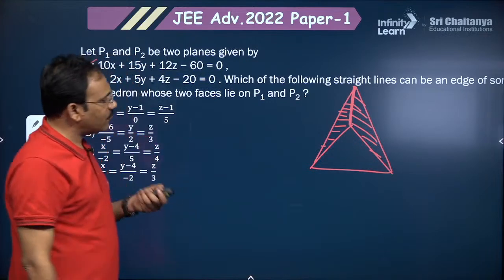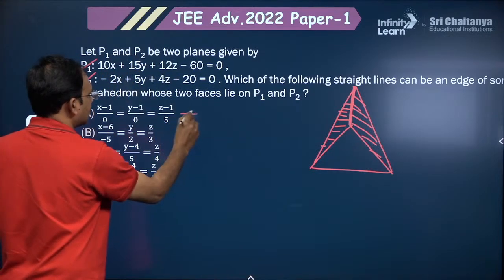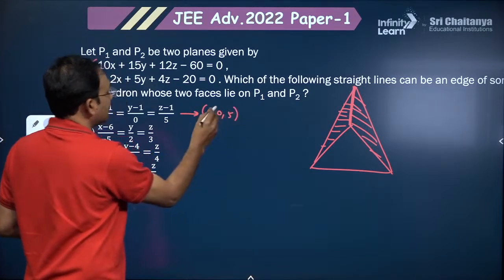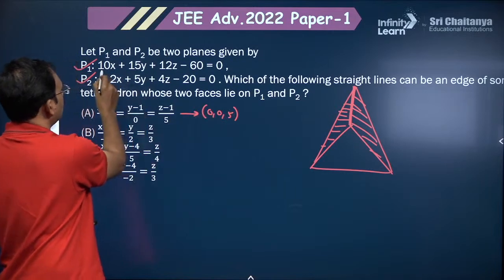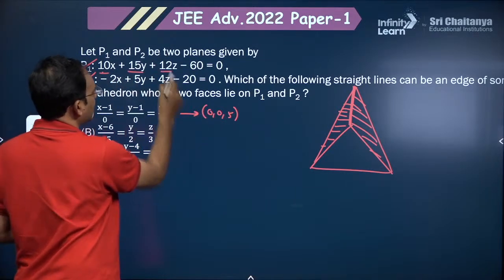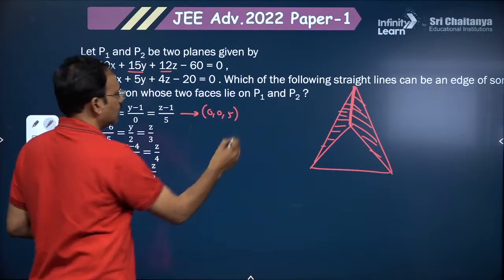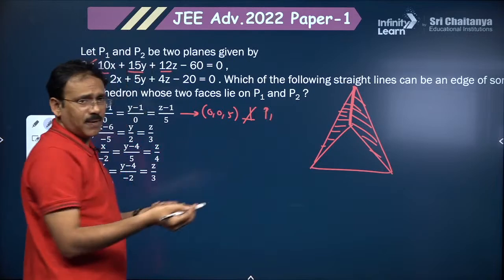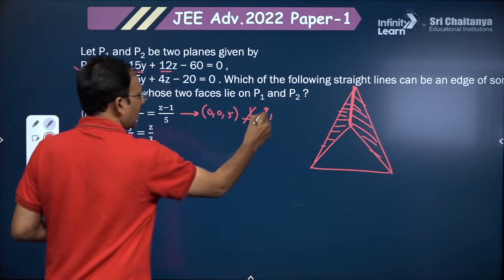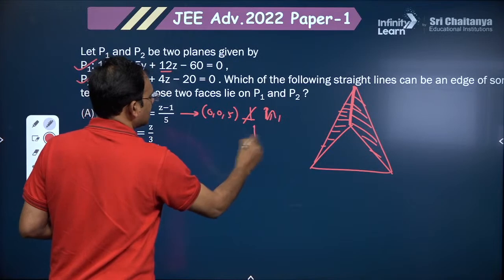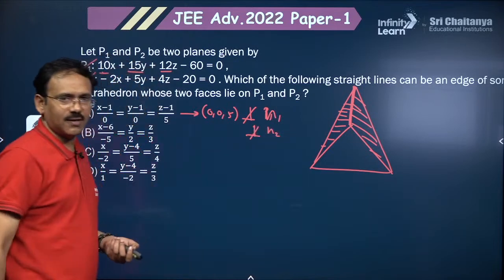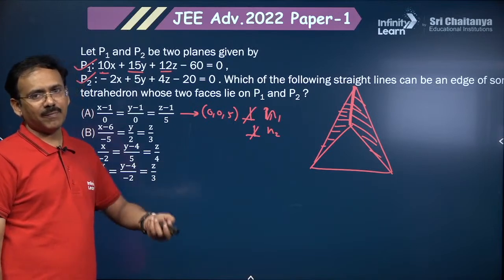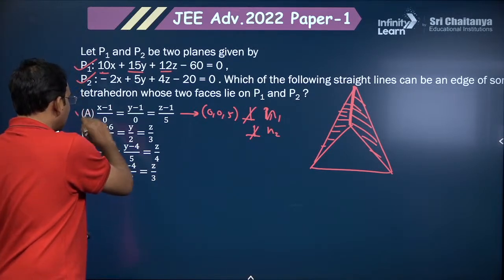Just verify. First, the DRs of this line are 0, 0, 5. Check whether this is perpendicular to the first plane or not, that is, to the normal of the first plane: 10, 15, 12. The dot product is not equal to 0, so it is not perpendicular to the first plane. Similarly, it is not perpendicular to the normal of the second plane. So it is neither perpendicular to plane 1 nor to plane 2, and there is a chance that it can be an edge.